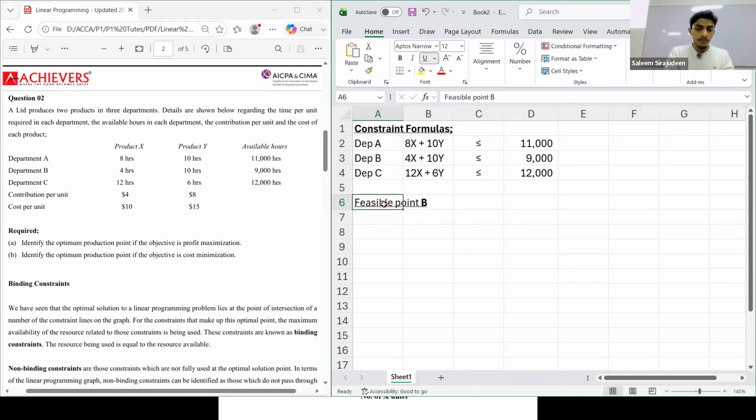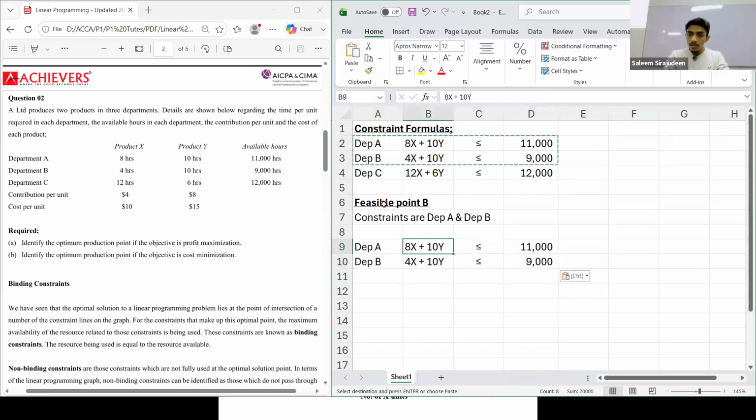Point B, right? So limiting factors, in other words, we can call them constraints. The constraints are what? Department A and Department B. Correct? So now we have to use these two formulas. Department A, I can name this as the first one. Department B, I can name this as the second one.